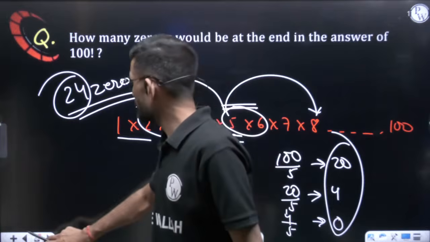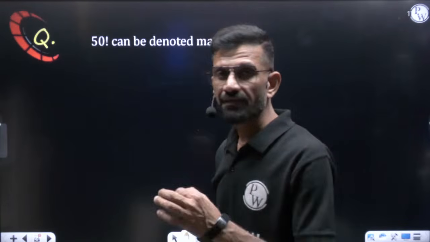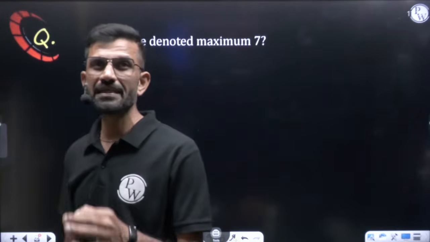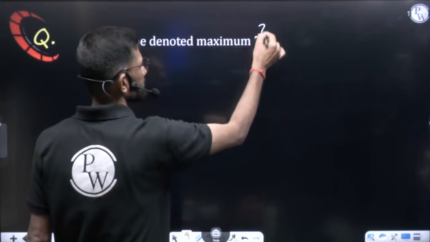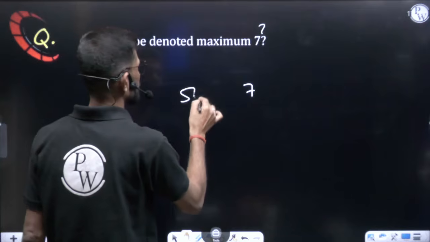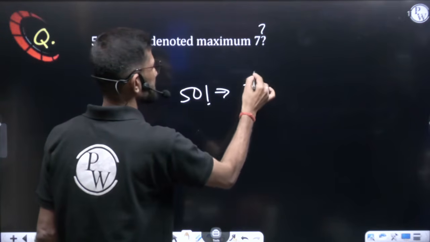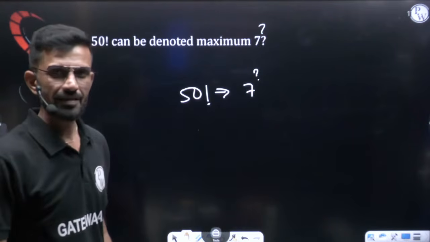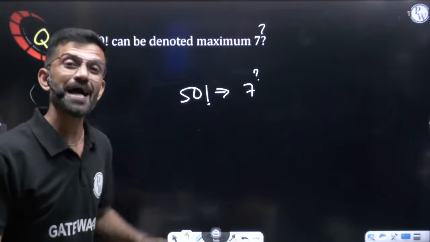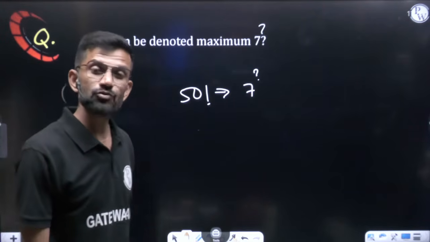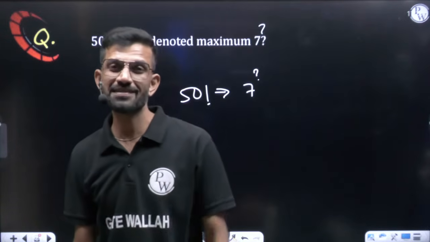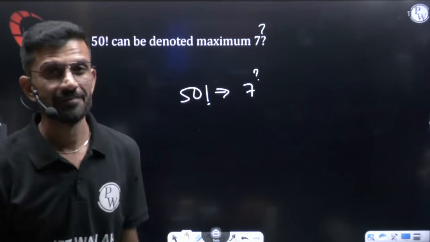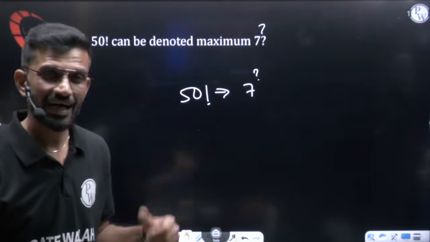For example, if you see this question: 50 factorial can be denoted as maximum 7 power how much? Means how much 7 power we can write at maximum. They are trying to ask how many 7s are hidden in 50 factorial. And 7 is a prime number, so the shortcut is valid.